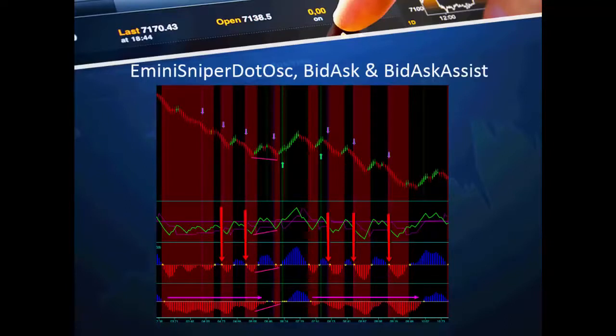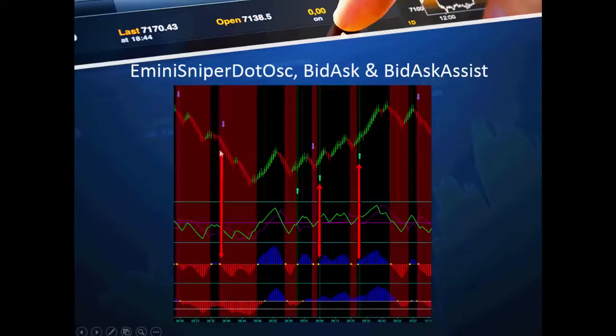So that is an example of what the dot oscillator and then the bid ask and bid ask assist look like. This is the same thing. So these arrows here, this is just the rotation with the seller stepping back in. Now there's a lot of movement to the downside with these, and again, we can't target 30 ticks or 80 ticks like we were talking about on the medium time frame and higher time frames. But as far as very good moves, they're plentiful.